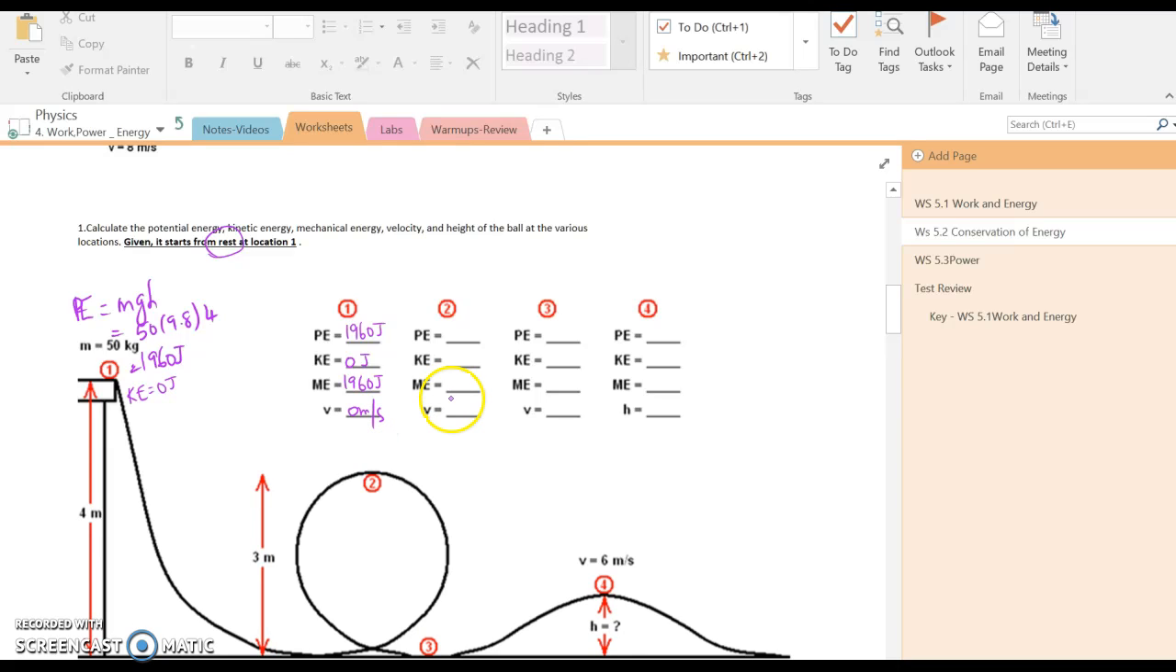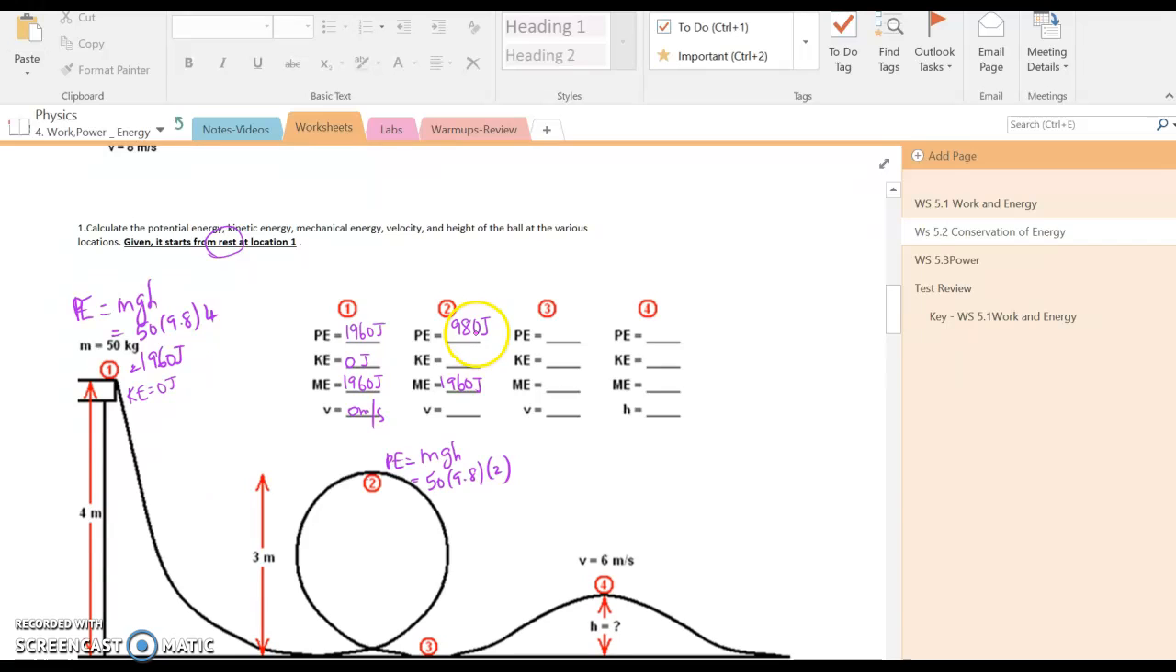Now when we go to position 2, we know one thing for sure: because there is no air resistance or friction, the total mechanical energy at position 2 must be 1960 joules as well. And we can find the potential energy because, for position 2, we know the height from the reference level, which is 2 meters. So potential energy at this position, again, is mgh, which is 50 times 9.8 times 2, which should be 980 joules.